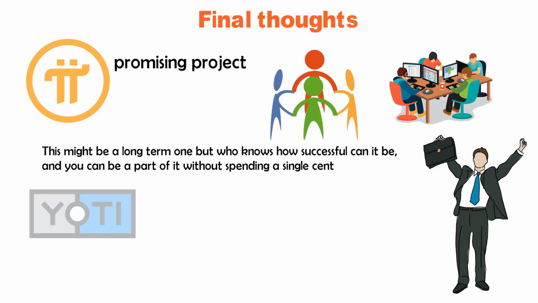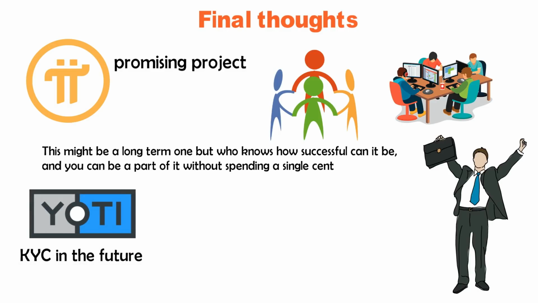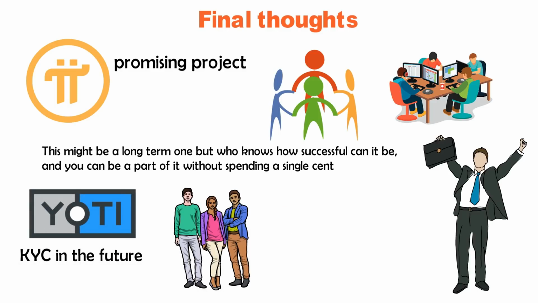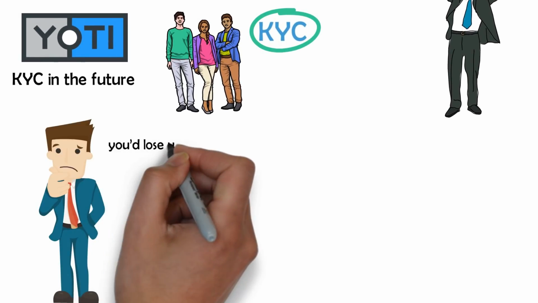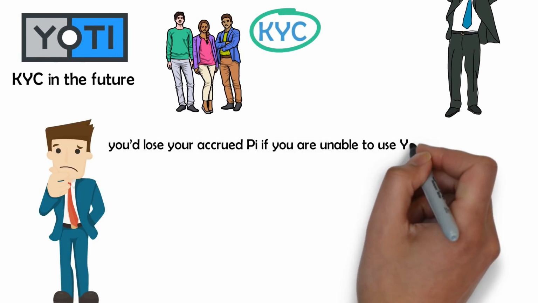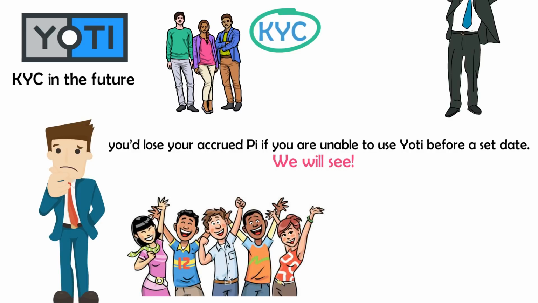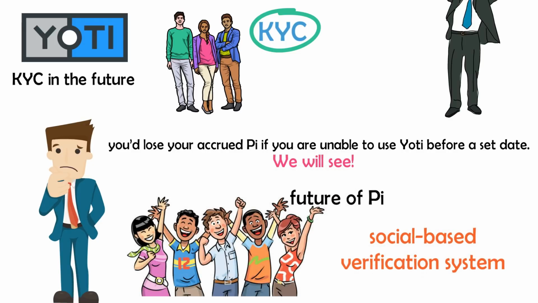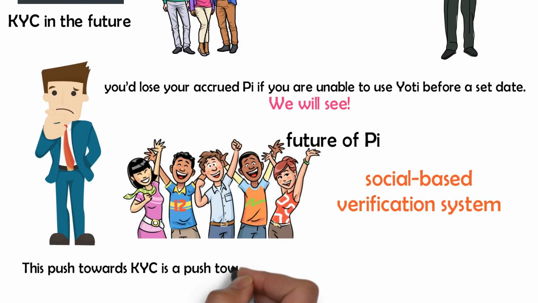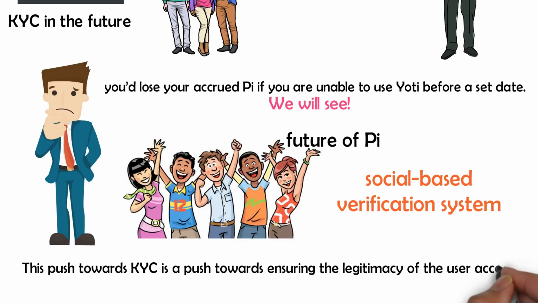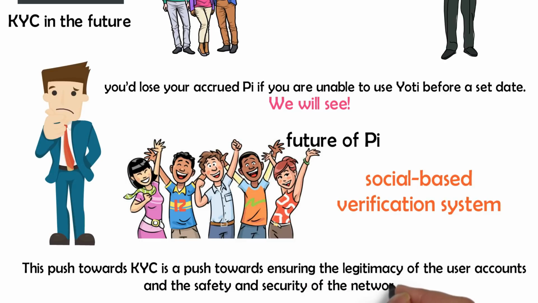Perhaps there will be options other than Yoti to KYC in the future. As new people join the network in the future, they will also need to KYC, so ideally Pi Network will develop its own in-house system for doing KYC. Either way, I wouldn't imagine you'd lose your accrued Pi if you were unable to use Yoti before a set date. We will see. Everybody seems extremely excited about the future of Pi and the potential behind the social-based verification system. This push towards KYC is a push towards ensuring the legitimacy of the user accounts and the safety and security of the network.